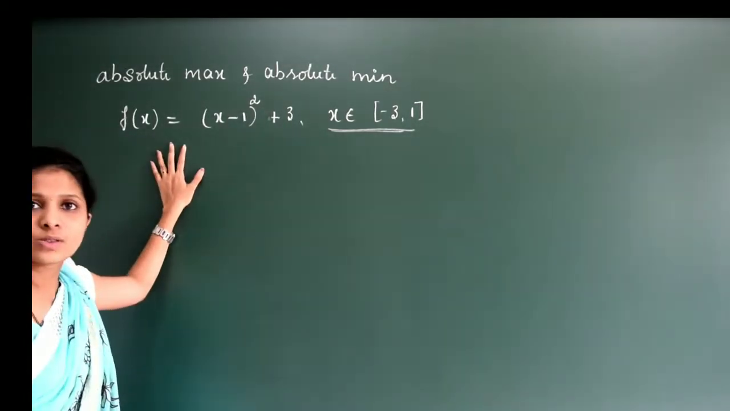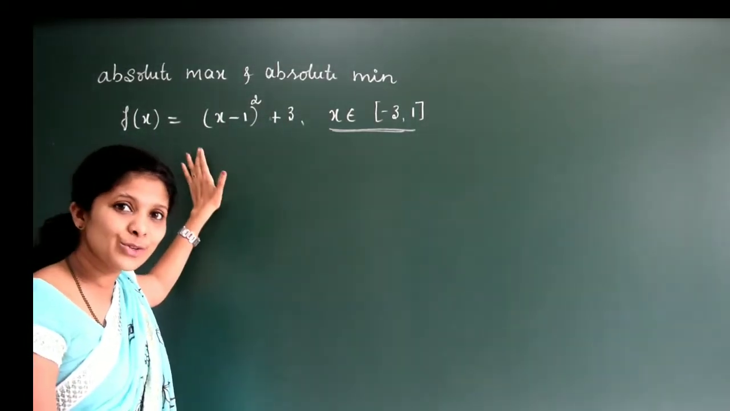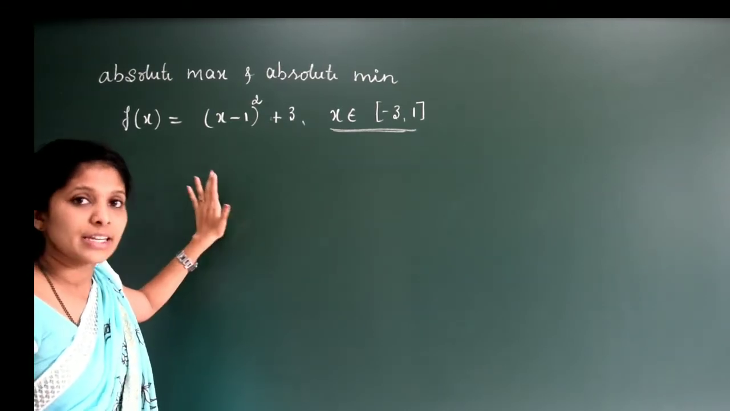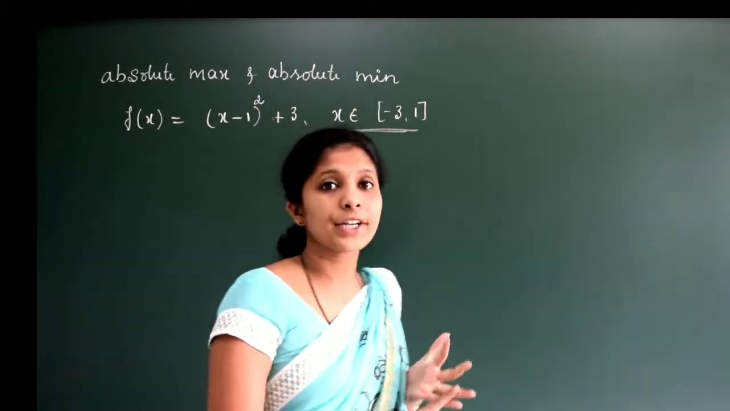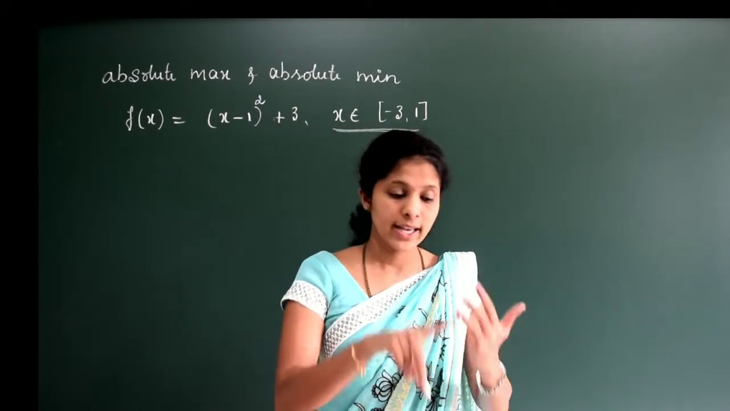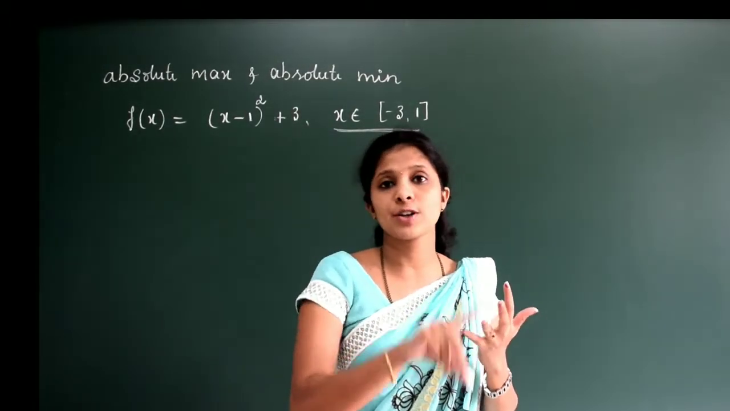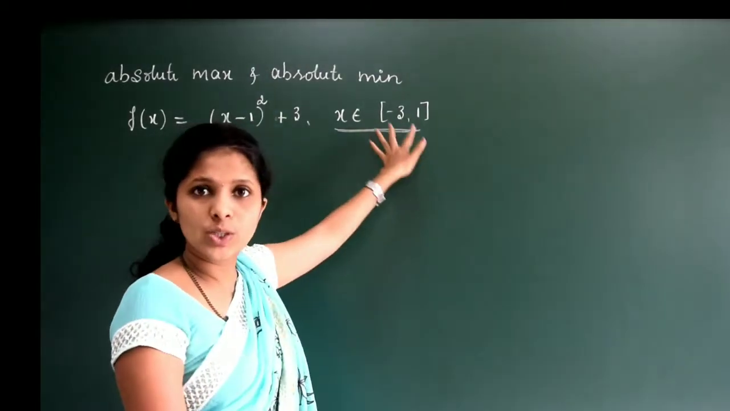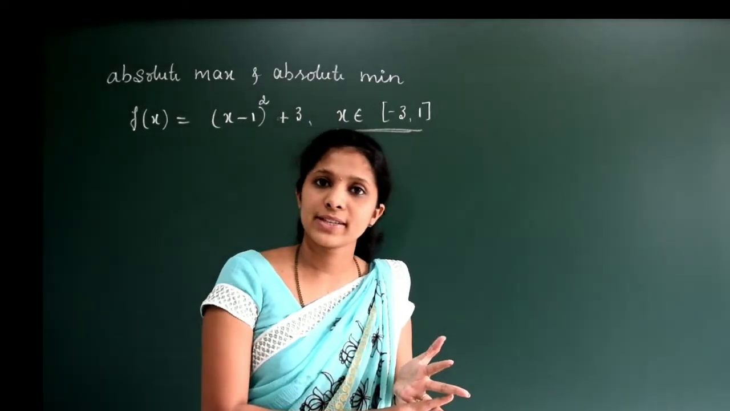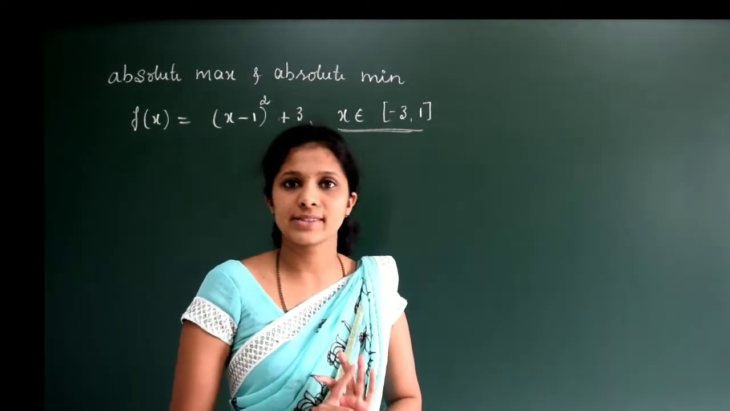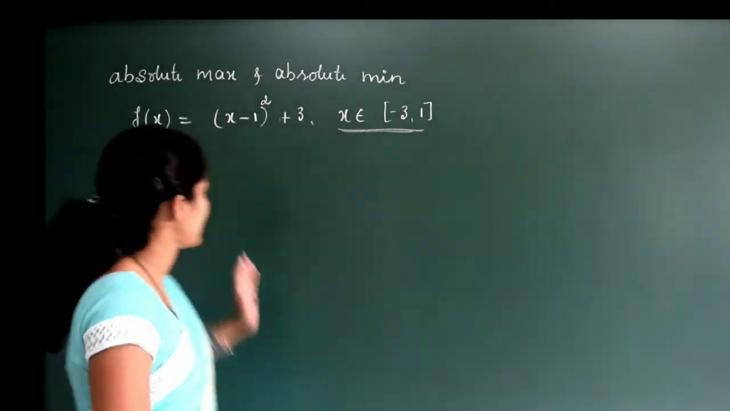Remember this. First step, what you have to do? You have to differentiate with respect to x. Next, you have to equate to 0, right? To find the critical point. After getting the critical point and the end points of the interval, you have to substitute in the given function. After that, you have to check where the function attains the maximum value and where it attains the minimum value. Simple. Let us start this.